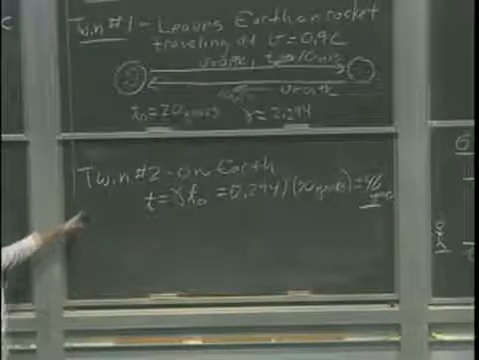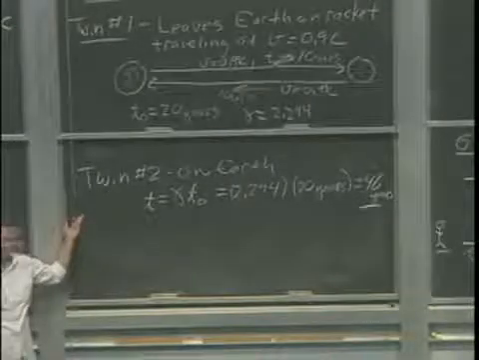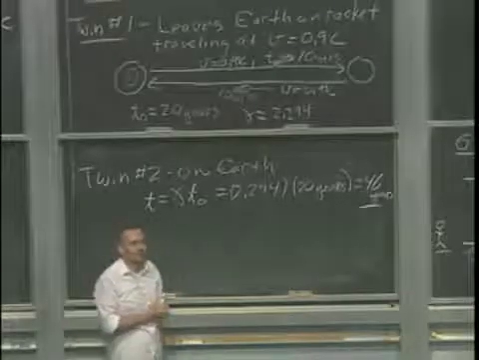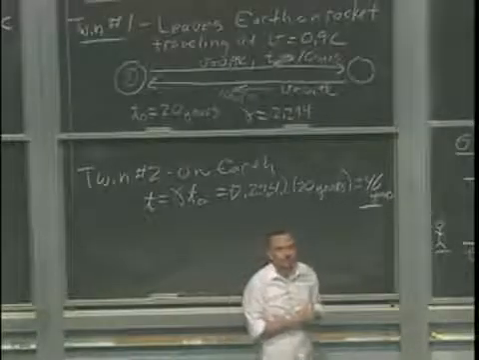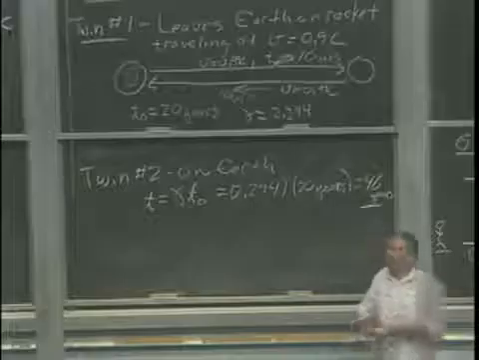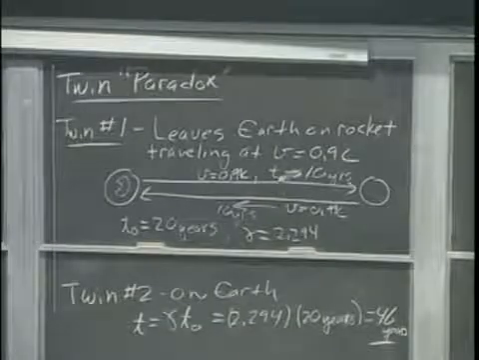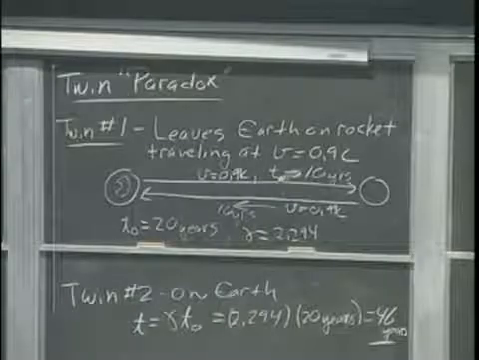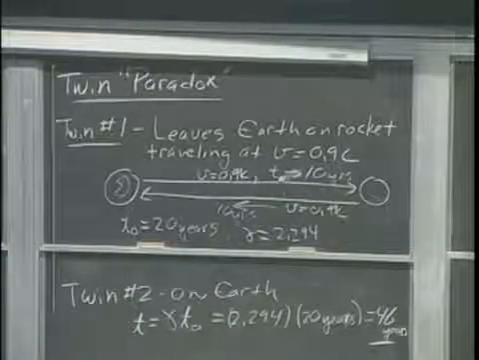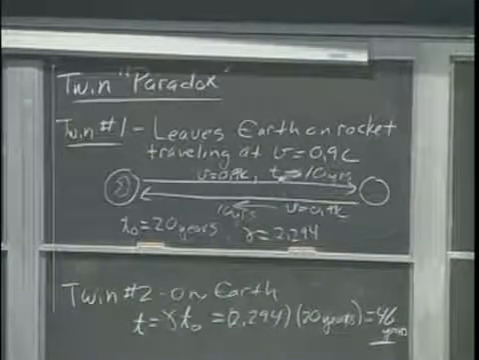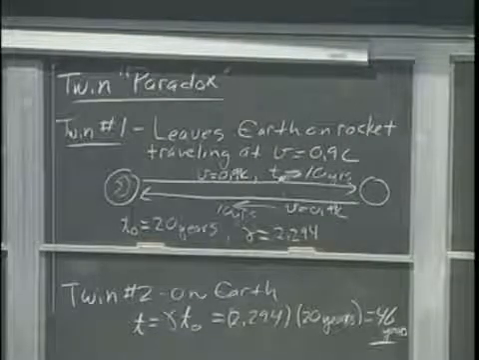So twin number 2, nothing's really happened. They're just progressing on at their normal speed. Twin number 1's been busy changing frame of reference continuously, and only when you switch frames of reference does it really affect this progression of time between the two.